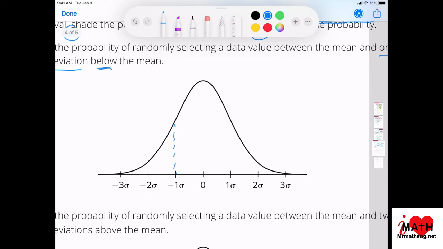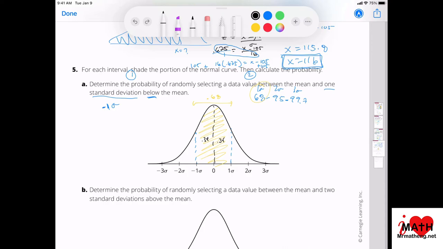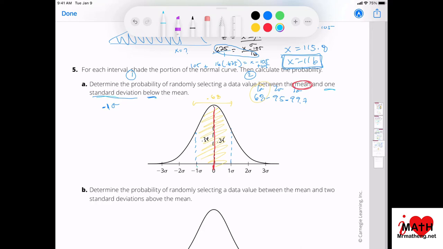Okay, so I'm going to use the empirical rule: 68, 95, 99.7. And remember, this is one standard deviation, 2, and 3. So this region here represents 68%. And if you divide that in half, that gives me 0.34. But we want everything below. So again, in 5A, they're asking between the mean, which is right here in red, and one standard deviation below the mean, which is right here. So they basically want to know what's this light blue area, and the answer is 0.34 or 34%.